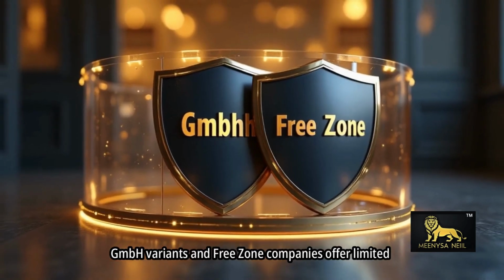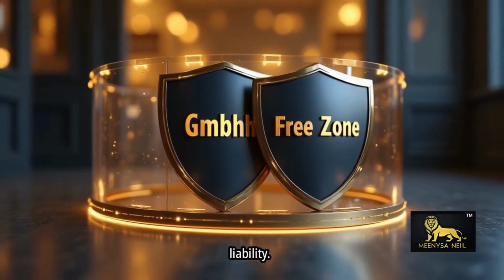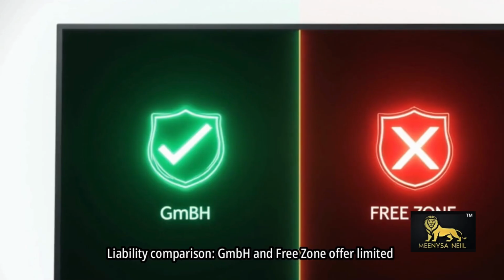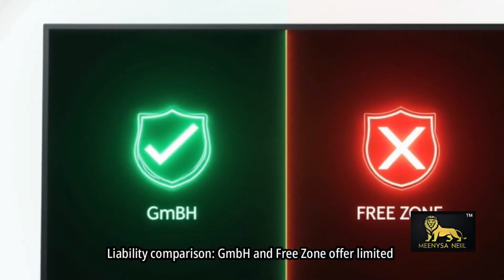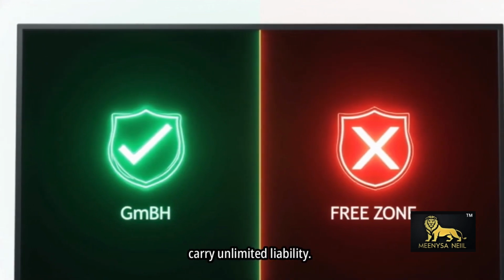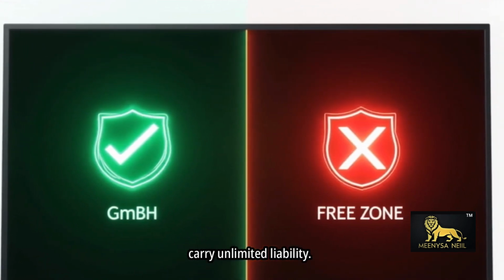GmbH variants and free zone companies offer limited liability. Branch and representative offices carry unlimited liability. Liability comparison. GmbH and free zone offer limited liability, while branch and representative offices carry unlimited liability.